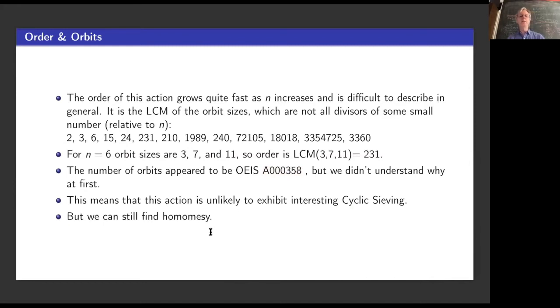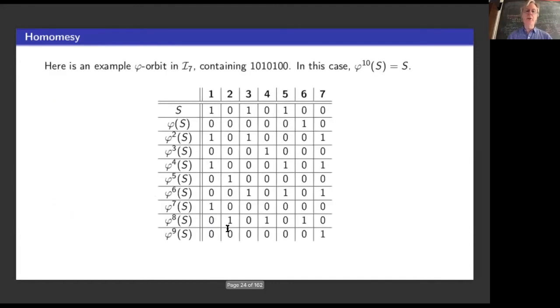But what it means is that for those of you who know the cyclic sieving phenomenon, you're unlikely to find cyclic sieving in this kind of a situation, or natural cyclic sieving. You can probably always cook something up. But we can still find a natural homomesy, and so I'll show you that next.